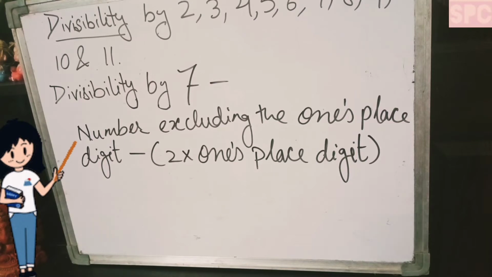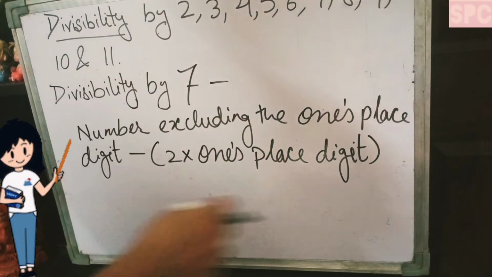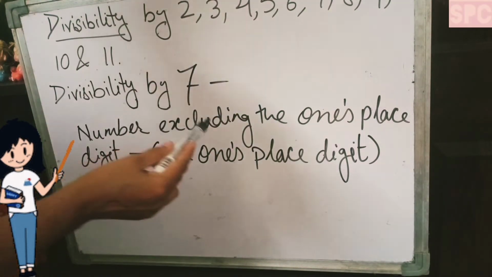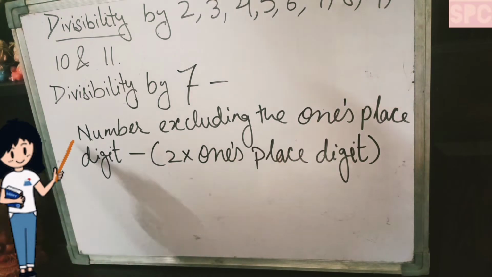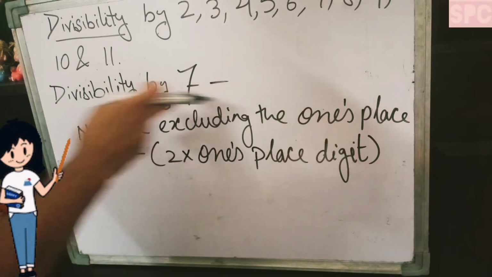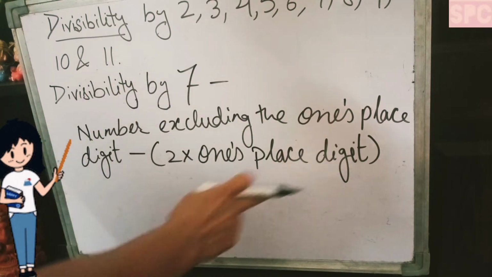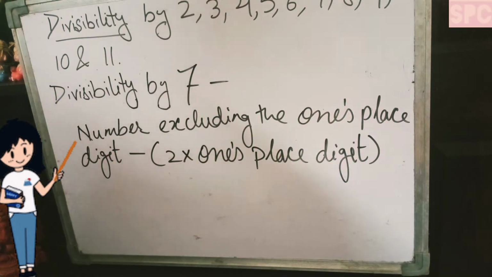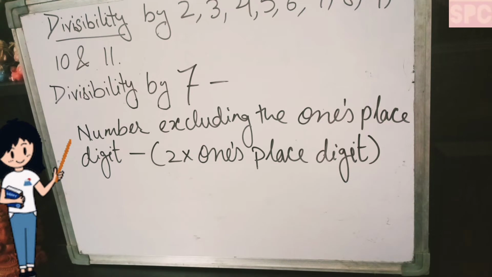Now children, to check whether any number is divisible by 7 or not, you have to remember this particular thing. The number excluding the ones place digit minus 2 into the ones place digit. If the number which comes after solving this is divisible by 7, then that entire number will also be divisible by 7. Let's understand this with the help of an example.